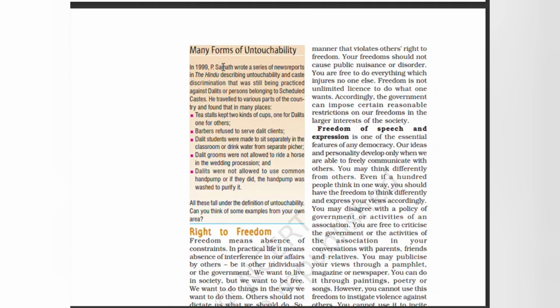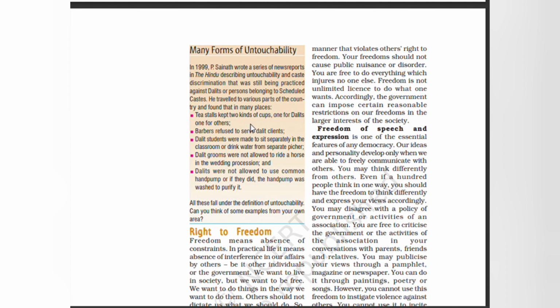Many forms of untouchability. In 1999, P. Sainath wrote a series of news reports in The Hindu describing the untouchability and caste discrimination that was still being practiced against Dalits, or persons belonging to scheduled castes. He traveled to various parts of the country and found them in many places. Tea stalls kept two kinds of cups, one for Dalits and one for others.